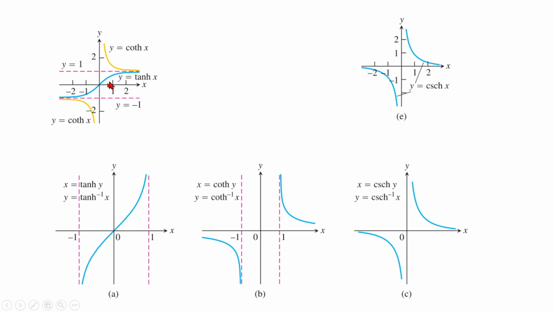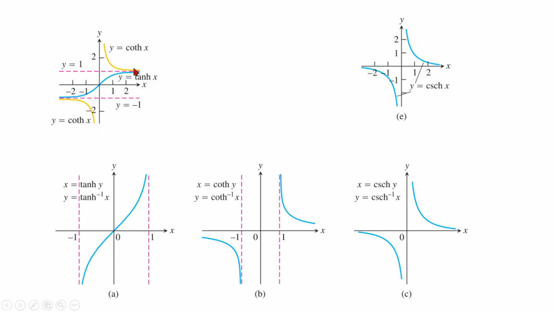Don't get confused between inverse and 1 by tan hx. Both are different. 1 by tan hx is cot hx. Inverse is reflection with respect to y equals x. Because here the range is between -1 and 1, here the domain is between -1 and 1. Because here the domain is minus infinity to infinity, here the range is minus infinity to infinity.